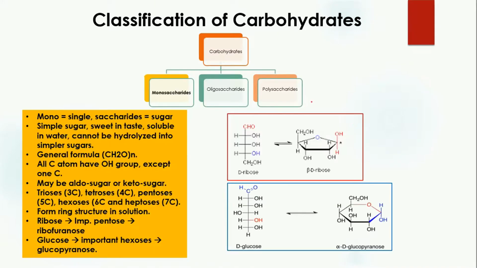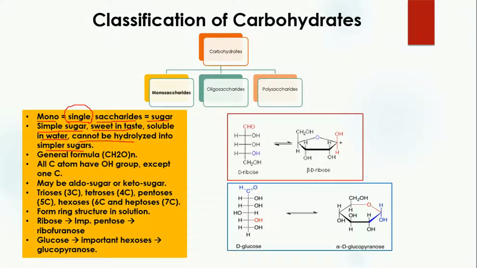If we talk about the monosaccharide, mono means one or single. The word saccharide is used for sugar. It means that it is a carbohydrate made up of only one sugar. This is a simple sugar which is sweet in taste and soluble in water. But you cannot hydrolyze this one sugar into more simple sugars, because it is already one.